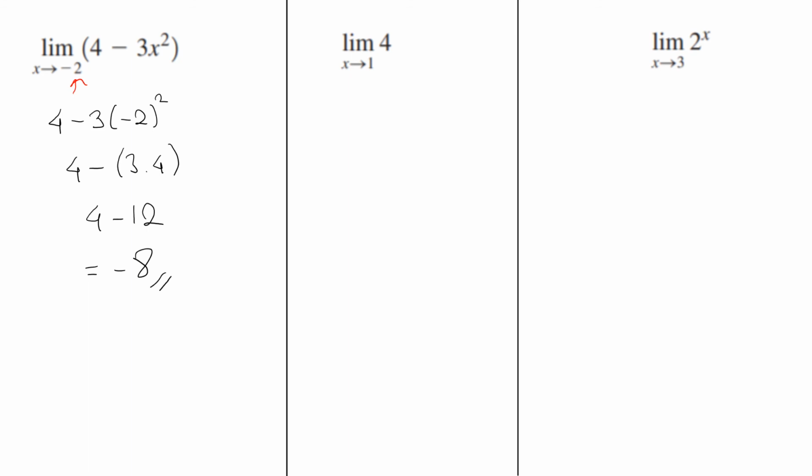For this one, we can see f(x) is only 4, so I have nothing to plug in. I don't have x approaching 1. So in these problems, whenever you don't see an x, it just equals whatever is there. If it's a constant, it will be a constant. For this one, it's the exact same thing. We plug in 3 for x, so that would be 2 to the power of 3, and that will give me 8.